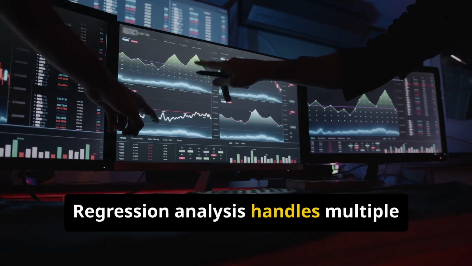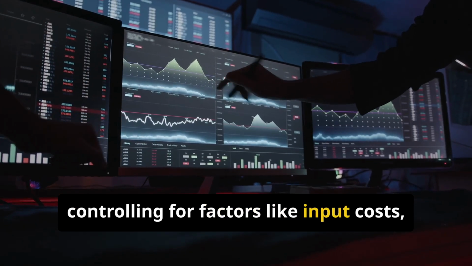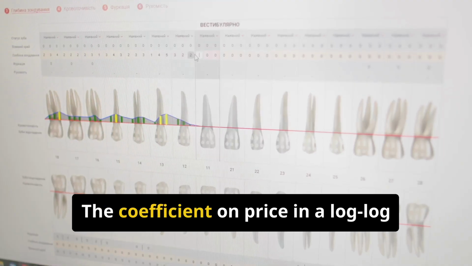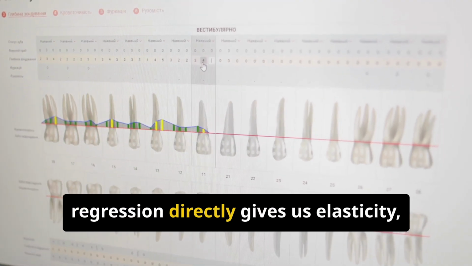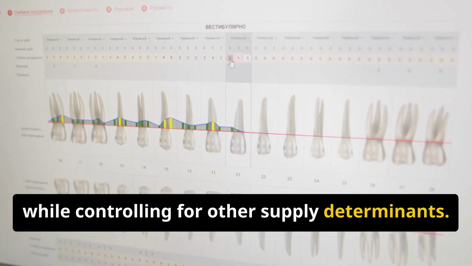Regression analysis handles multiple variables simultaneously, controlling for factors like input costs, technology, and seasonal effects. The coefficient on price in a log-log regression directly gives us elasticity while controlling for other supply determinants.